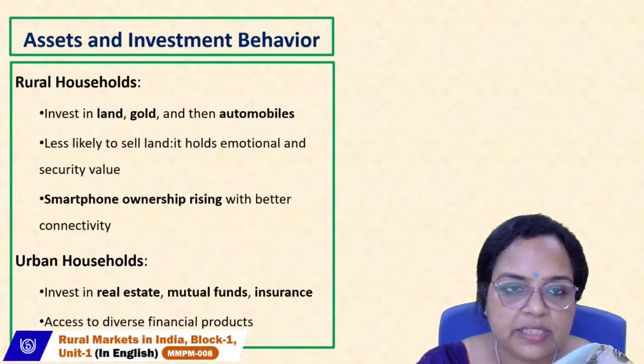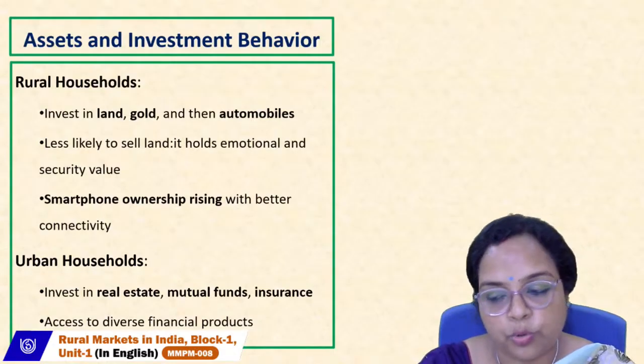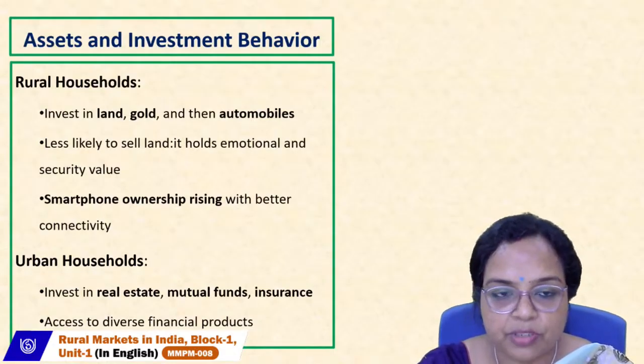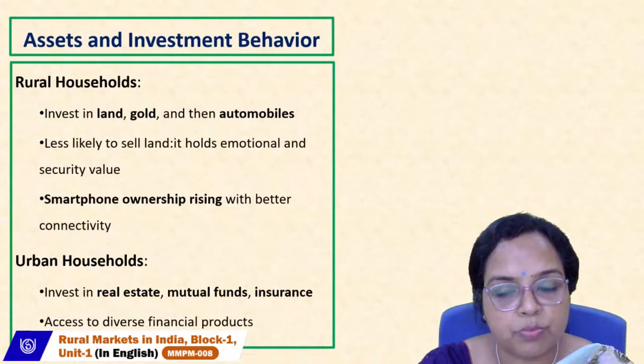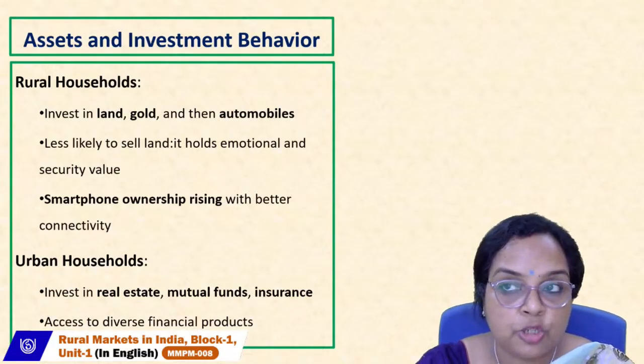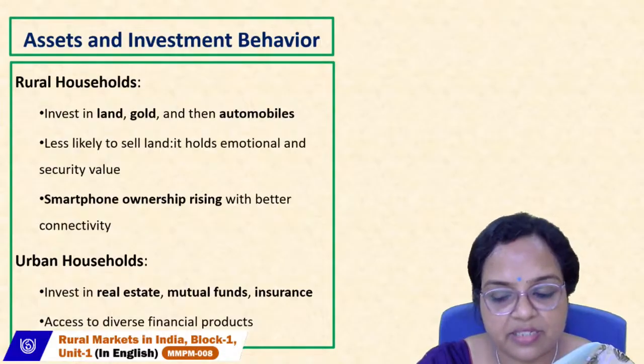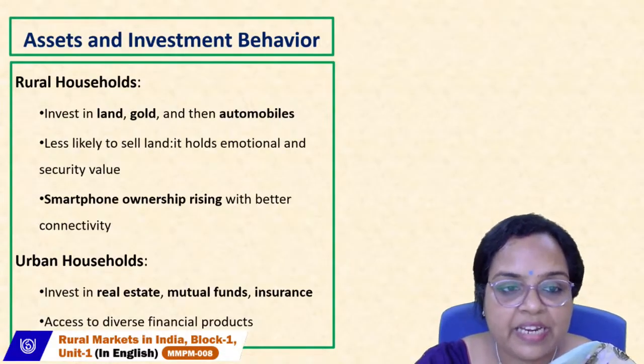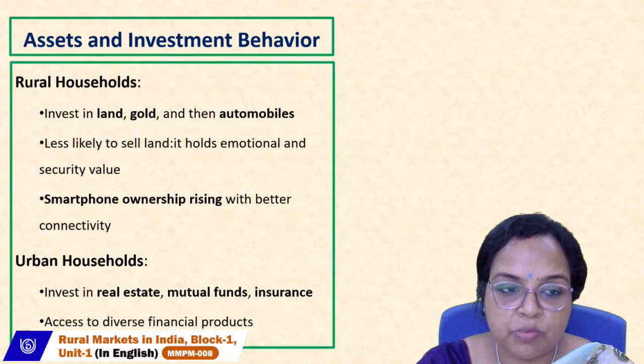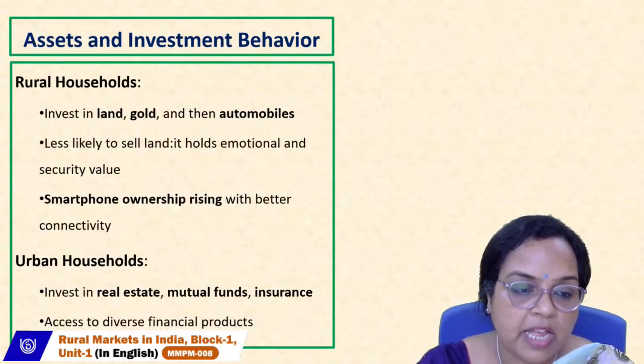Then it comes to assets and investment behavior. Rural households invest in land, gold, and automobiles. Land is everything for them. It's an emotion, it is the major income source for them. So when they invest, they usually go for purchasing land, then gold, because they think gold is the next asset for them. They are less likely to sell land, as it holds emotional and security value for them.